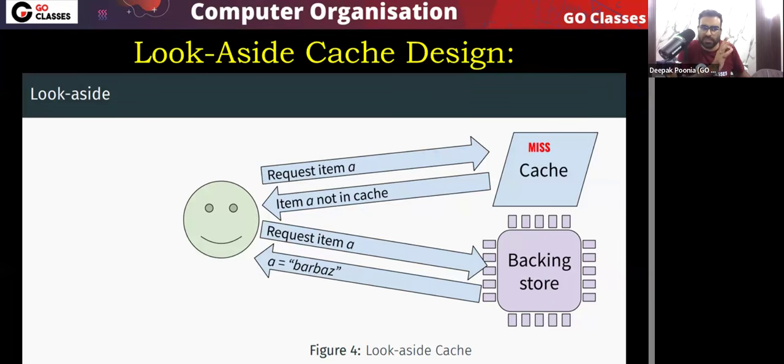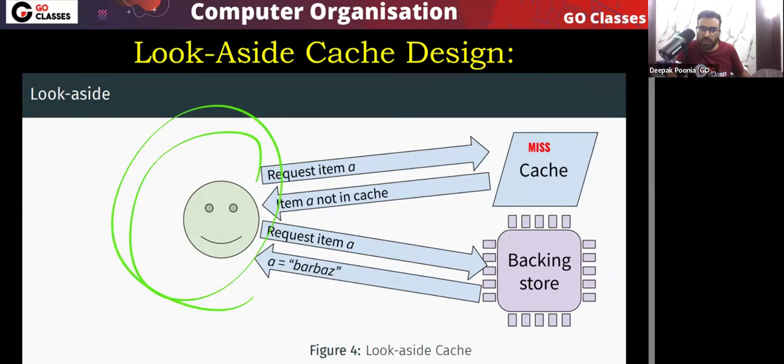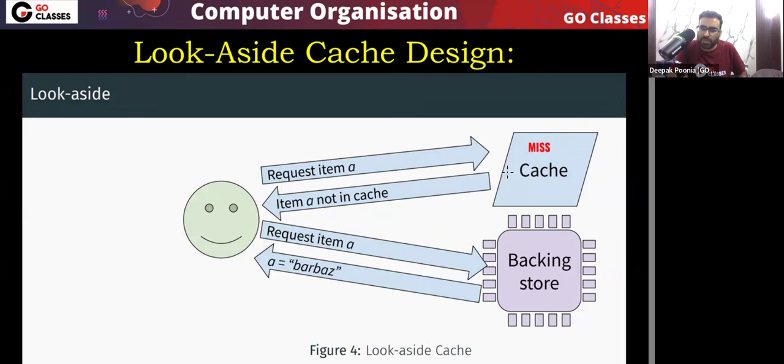Now you just tell me one simple point. In this look aside cache design, if the data is available in the cache memory, then what is the total access time seen by the CPU? If the data is available in the cache memory, then the total access time seen by the CPU is basically cache memory access time. Yes or no? But remember, if the data is not available in the cache memory, then what is the total access time seen by the CPU? If data is not available in the cache memory, then total access time seen by the CPU is basically main memory access time. Because remember, when the request was generated, that request was immediately sent to both cache memory and main memory simultaneously. Yes or no?